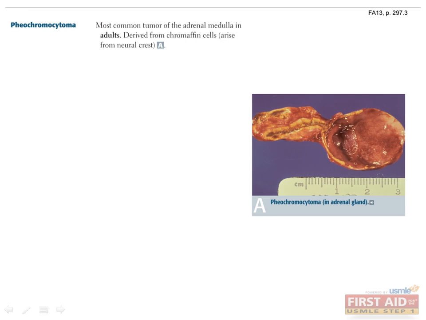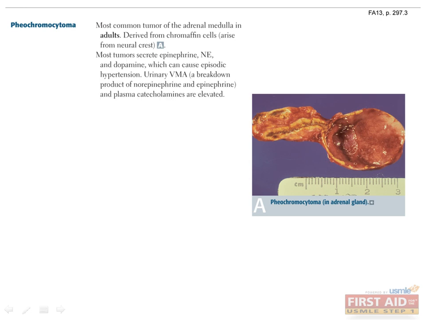Now we'll talk about two tumors of the adrenal medulla. The first is the infamous pheochromocytoma. This is a tumor that usually occurs in the adrenal medulla, though in 10% of cases it is found in other sites of the body, such as the paraganglionic tissue near the abdominal aorta. The tumor derives from chromaffin cells of the neural crest. The major products of pheochromocytoma are epinephrine, norepinephrine, and dopamine. The sporadic secretion of these catecholamines causes episodic hypertension, which is a cardinal feature of the disease.